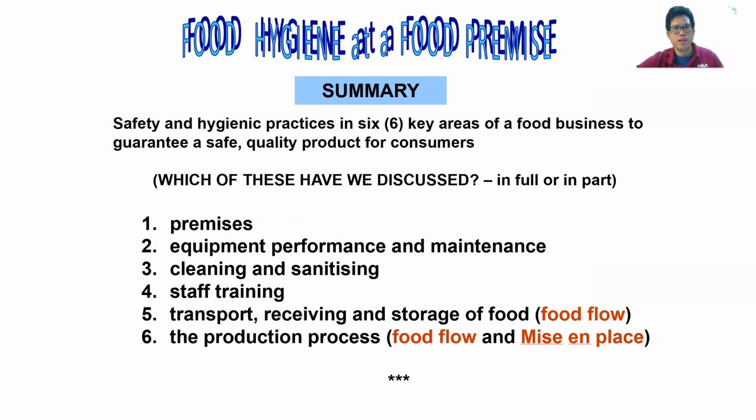Last but not least, to summarize what I have mentioned, the safety and hygiene practices in 6 key areas of food guarantee a safe quality product for consumers. You need to think about the premises, the equipment and proper maintenance, the cleaning and sanitizing, the staff training, very important, personal hygiene. You can look at the process flow: the transport, receiving and storage of food, as well as the production process, the mise en place and so forth. Mise en place is basically you prepare the ingredients for cooking later on.